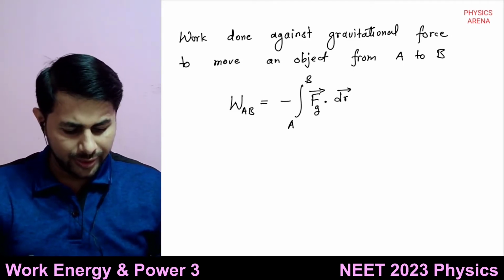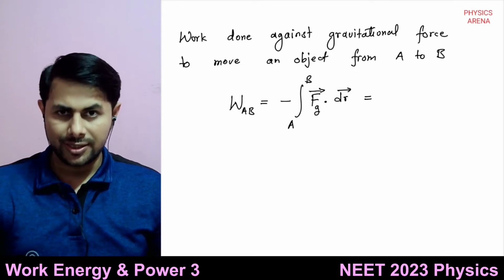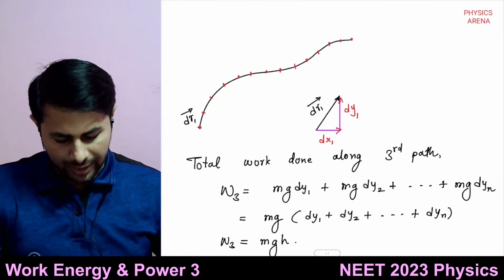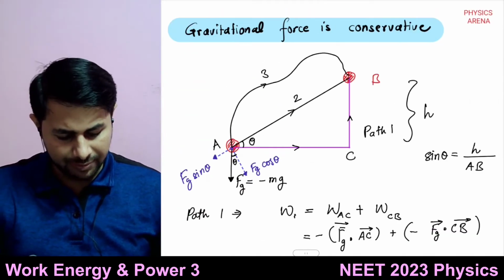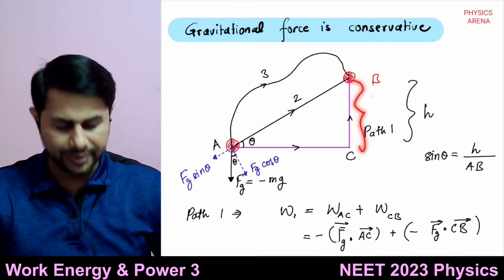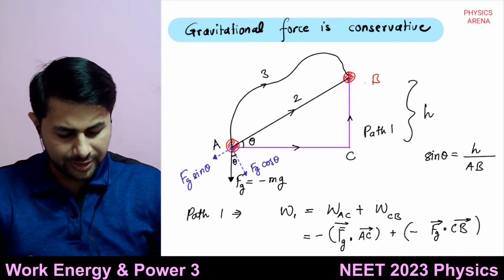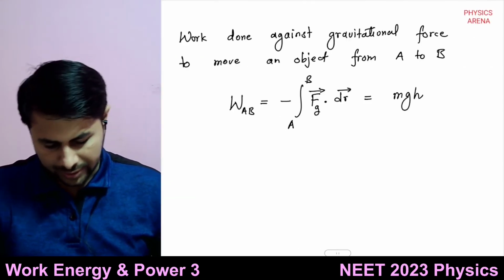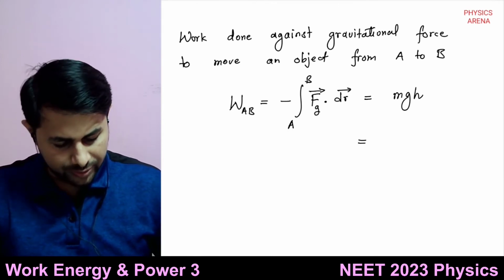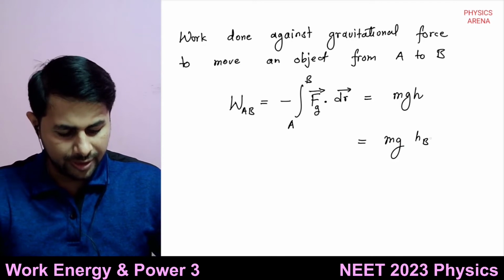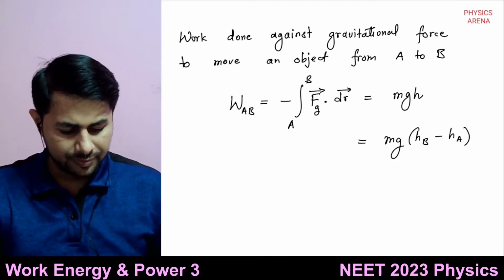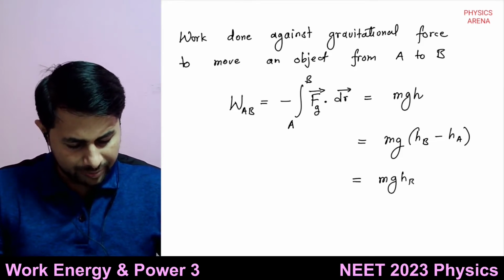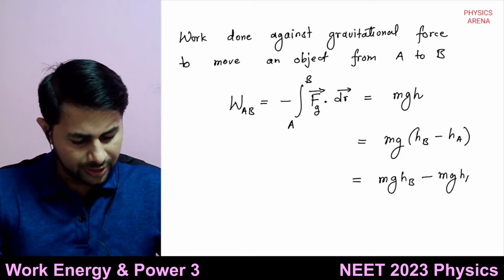Okay. So it is equal to, we have seen it is equal to what? mgh. Okay. And this can be written as, so what is mgh? It is the difference between heights of these 2 points. So I can say h is equal to h at B minus h at A. So this is equal to mg times (h at B minus h at A). And this is equal to mg h at B minus mg h at A.